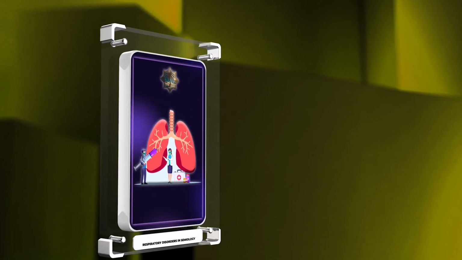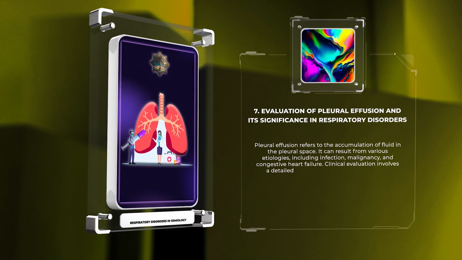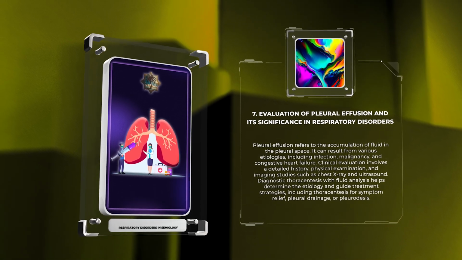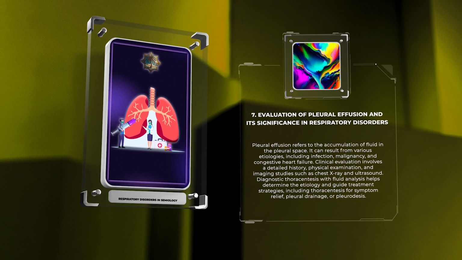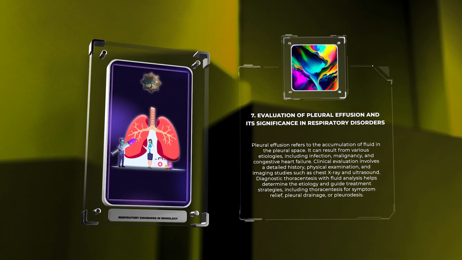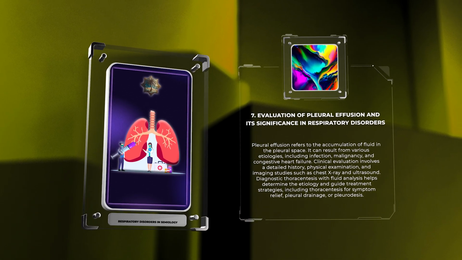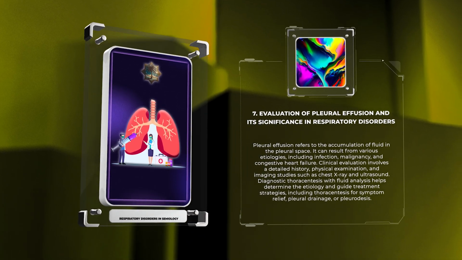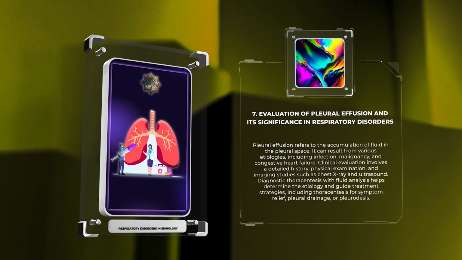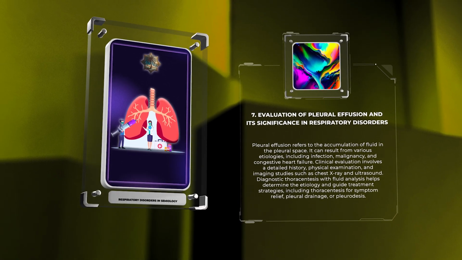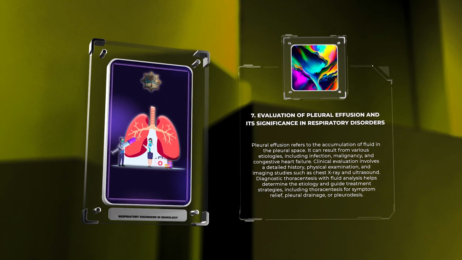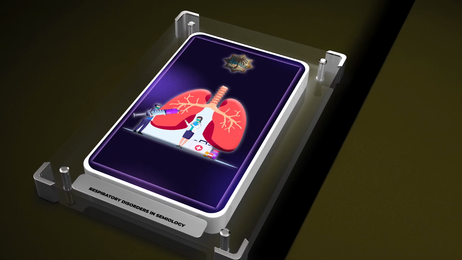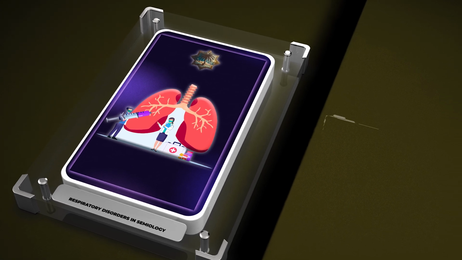Pleural effusion refers to the accumulation of fluid in the pleural space. It can result from various etiologies, including infection, malignancy, and congestive heart failure. Clinical evaluation involves a detailed history, physical examination, and imaging studies such as chest X-ray and ultrasound. Diagnostic thoracentesis with fluid analysis helps determine the etiology and guide treatment strategies, including thoracentesis for symptom relief, pleural drainage, or pleurodesis. TB is an infection caused by Mycobacterium tuberculosis that mainly affects the lungs.